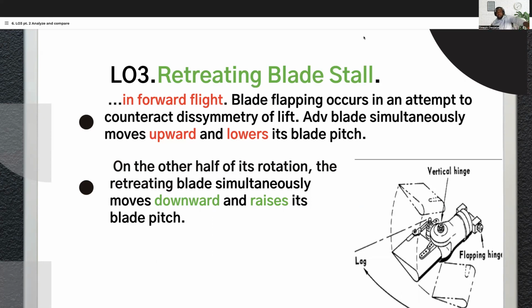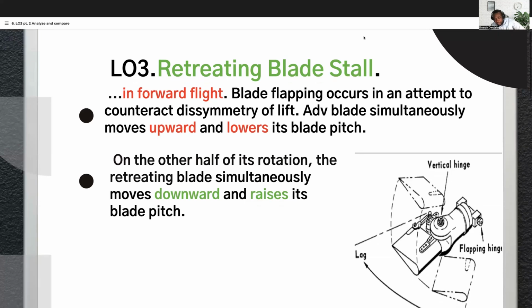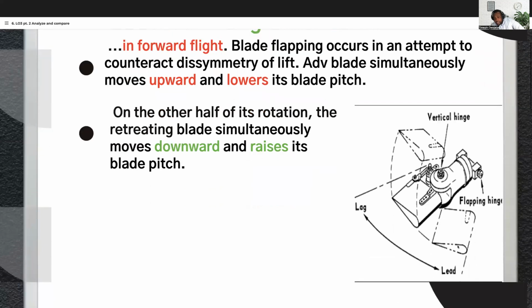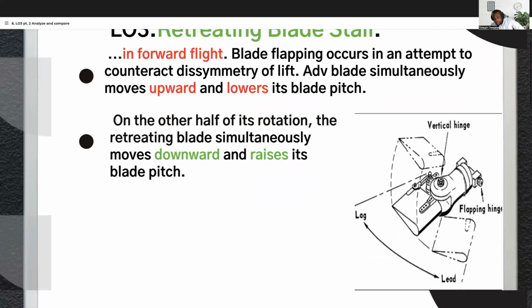In contrast, the retreating blade that's moving away from the direction of flight will increase its blade pitch as well to compensate for that, and that process is known as blade flapping. So the blades move up and down relative to this flapping hinge.